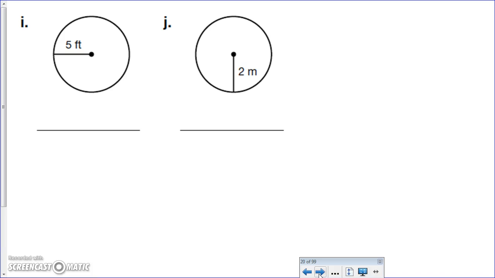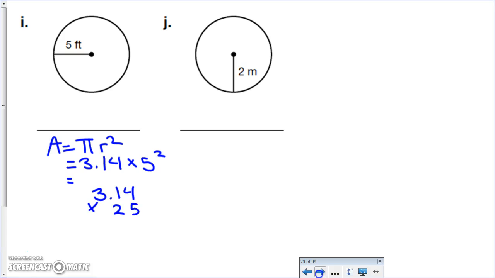For I, again, write the formula below the problem. And then fill in what we know. We know pi is 3.14, and the radius for circle I is 5. We know that 5 squared is 5 times 5, which becomes 25. And now we just need to multiply.